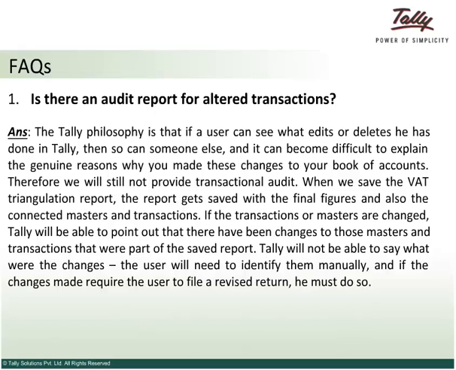When we save the VAT triangulation report, the report gets saved with the final figures, and also the connected masters and transactions. If the transactions or masters are changed, Tally will be able to point out that there have been changes to those masters and transactions that were part of the saved report. Tally will not be able to say what were the changes. The user will need to identify them manually, and if the changes made require the user to file a revised return, he must do so.